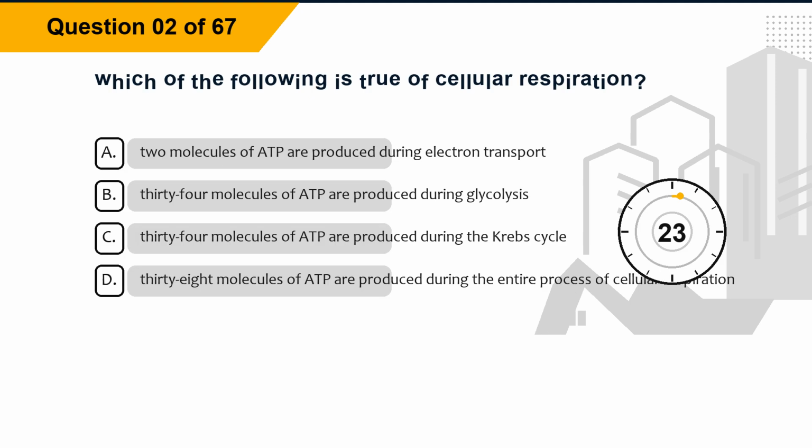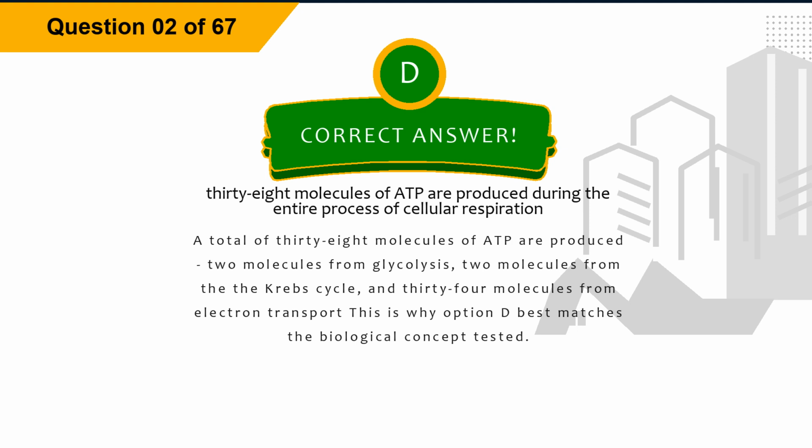Question 2. Which of the following is true of cellular respiration? Option A. 2 molecules of ADP are produced during electron transport. Option B. 34 molecules of ADP are produced during glycolysis. Option C. 34 molecules of ADP are produced during the Krebs cycle. Option D. 38 molecules of ATP are produced during the entire process of cellular respiration. The correct answer is Option D, 38 molecules of ATP are produced during the entire process of cellular respiration. Explanation. A total of 38 molecules of ATP are produced, 2 molecules from glycolysis, 2 molecules from the Krebs cycle, and 34 molecules from electron transport. This is why Option D best matches the biological concept tested.